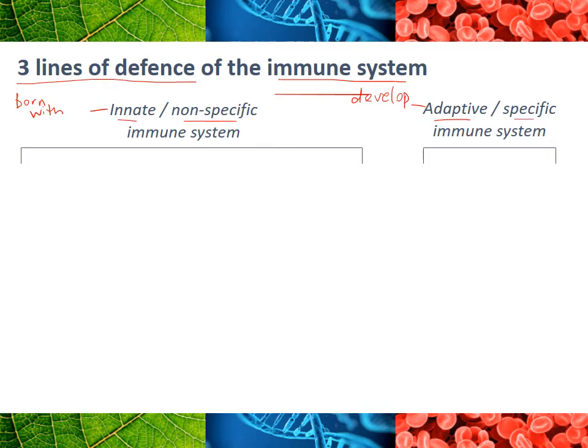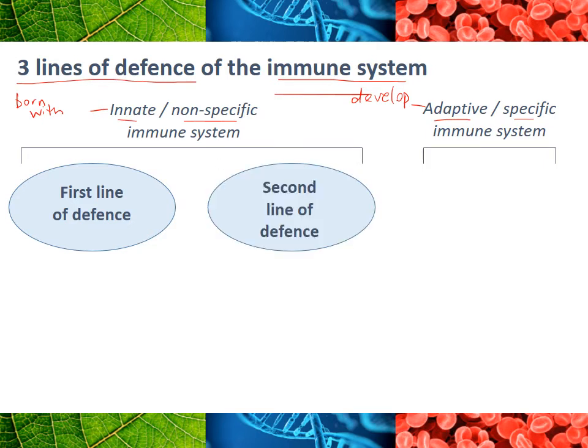And we won't get to looking at that until at least a week, okay? But have it in this little summary. Okay, so our 3 lines of defense. We have the first line of defense, the second line of defense, and the third line of defense. And you'll notice that the textbook uses these terms, but it's important that you know that the first line of defense is part of the innate or non-specific immune system. The second line of defense is innate or non-specific. The third line of defense is the adaptive or specific immune system.